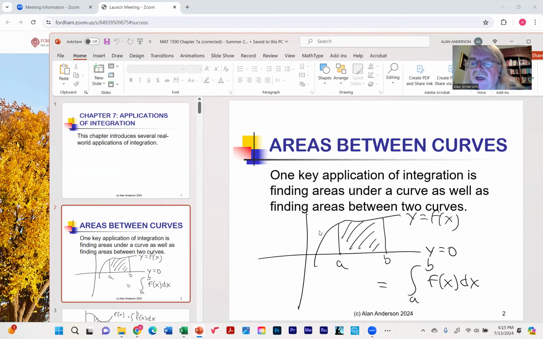Like here, for example, y is f of x. We have the function, and we're integrating it between a and b. So what we're actually doing is coming up with the area of that shaded region between a and b, and also between the curve and the horizontal axis. Now, we've already seen how to do this. What we're actually calculating is a definite integral over the range from a to b.